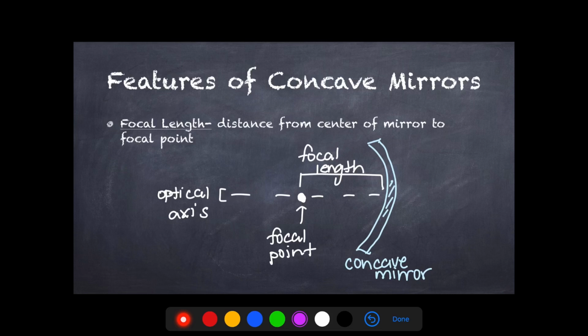And then we have something called focal length. You can tell by the words in it. It's the distance from the center of the mirror to the focal point. So I have the focal point here, I have the center of the mirror here. So the focal length is simply the distance that I have between the focal point and the center of the mirror.